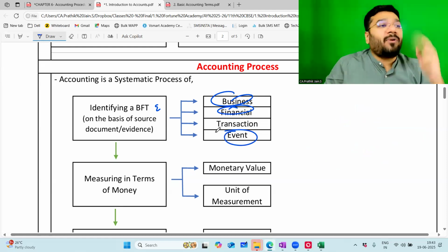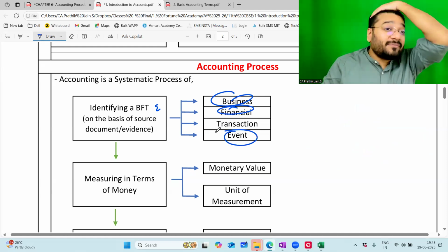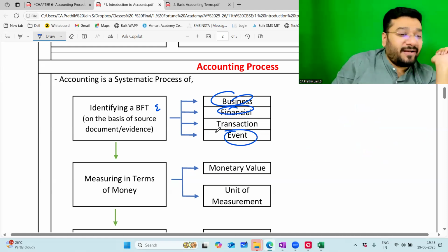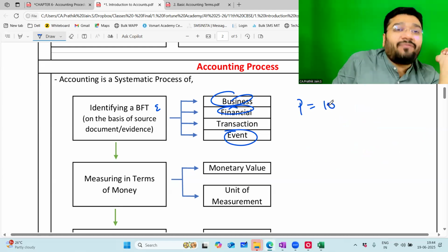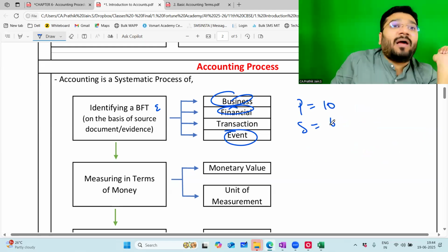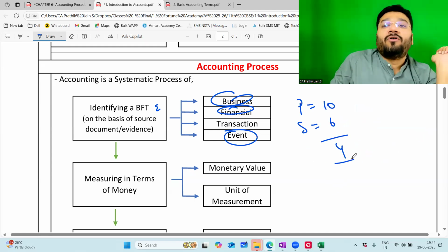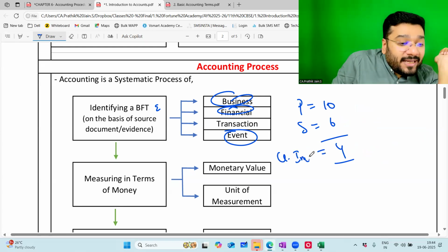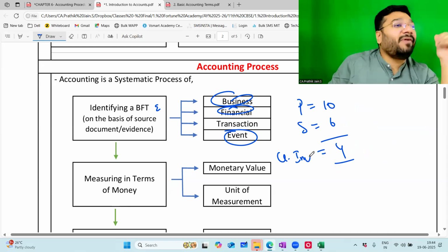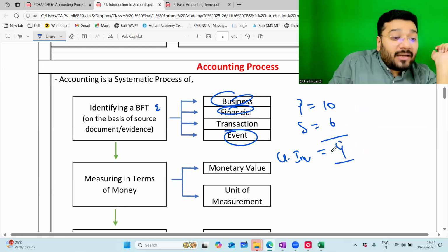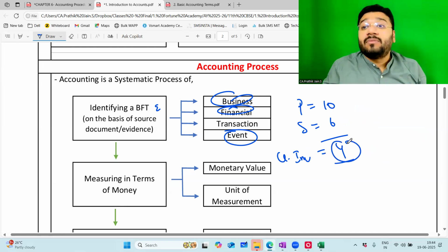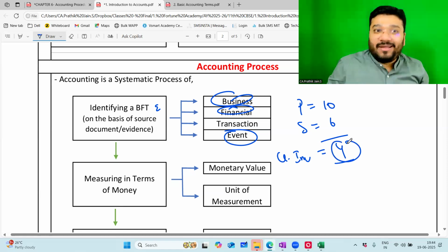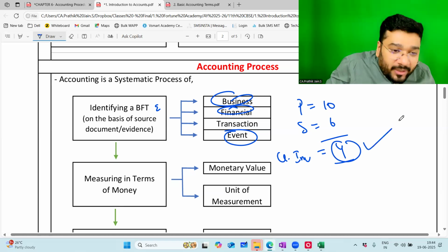Is it a financial event? I told you two examples of event. First of all, what is the meaning of event? Result of transaction is event. I am purchasing 10 mobile phones, selling 6 mobile phones. Remaining is how much? 4 mobile phones. This is called closing inventory, or I call this remaining inventory. Should I record the remaining inventory in my books or not? Yes. Why? Because I own it. Anything that I own at the end of the year, I should record it.